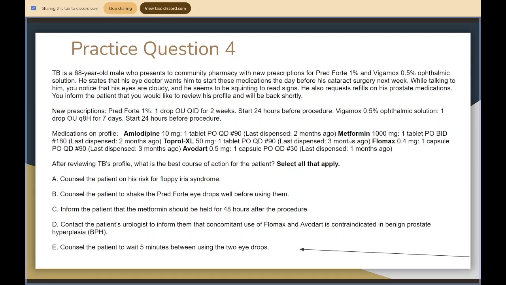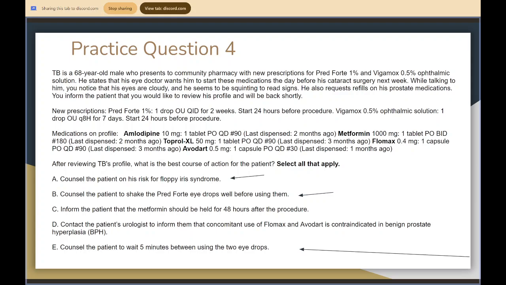Okay, very good. So E is a correct answer choice. B is also a correct answer choice, and A is also a correct answer choice. So if you chose any or all of these answers, great job. Let's talk about why. E is correct because patients should wait at least 5 minutes between different eye drops. We want to minimize washing out of the previous eye drops and maximize absorption.